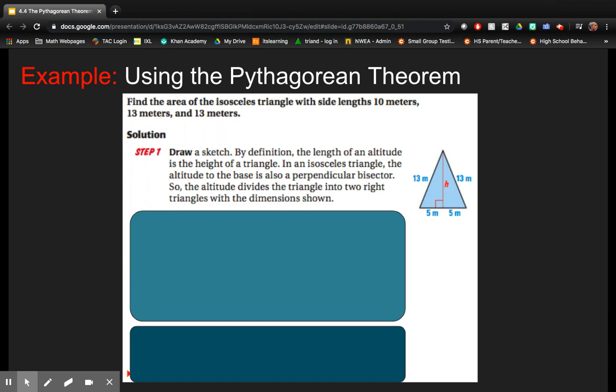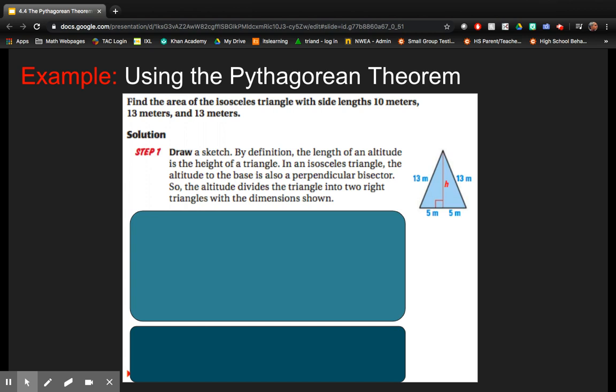In an isosceles triangle, the altitude to the base, the altitude is this piece right here, also known as the height, is also a perpendicular bisector. We know that perpendicular means it hits it at 90 degrees. And we know that bisector means it cuts it in half. So the altitude divides the triangle into two right triangles with these dimensions shown.